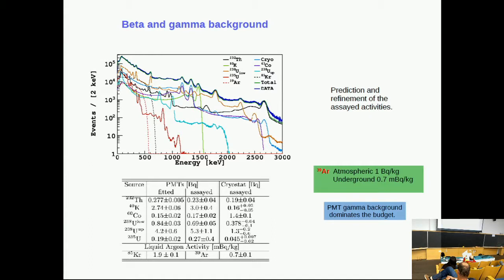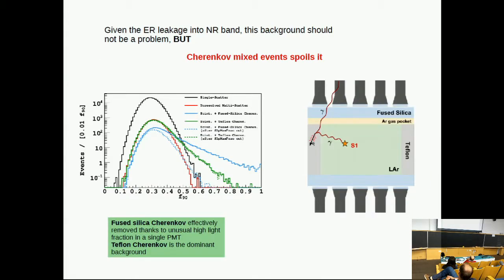You have gammas from lead to tantalum also. This is split in chains: the thorium-232 chain, the potassium-40, and the uranium chain, 238. The uranium-238 was split in the upper and the lower chain, so secular equilibrium was not assumed in this case. In the uranium lower chain you have radon-222, polonium, and so on. So basically, this is our main background. It should be suppressed by the pulse shape discrimination, but it was not in this case.